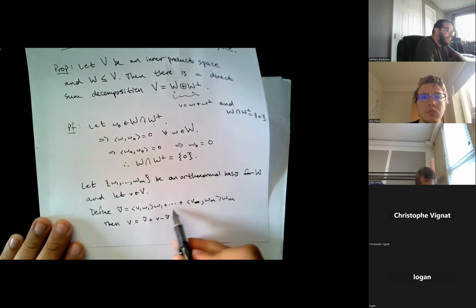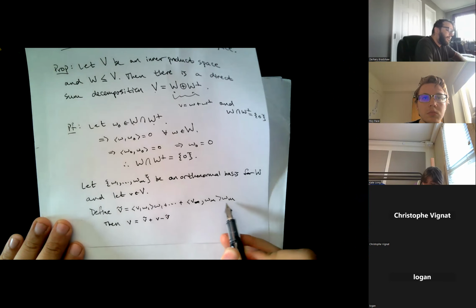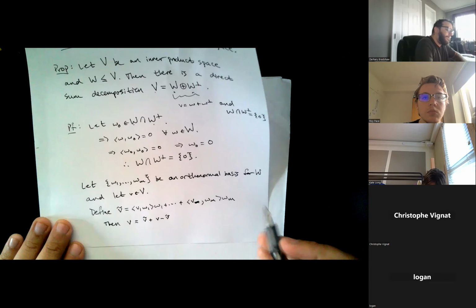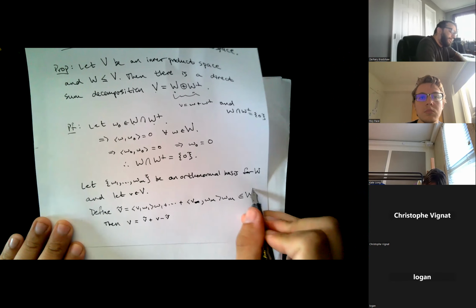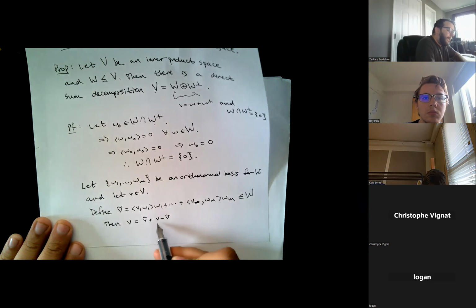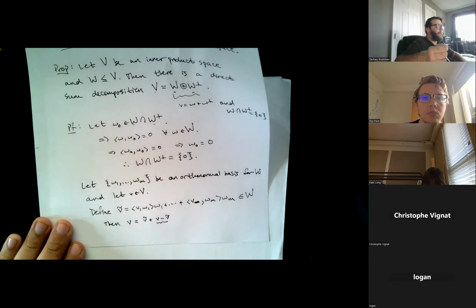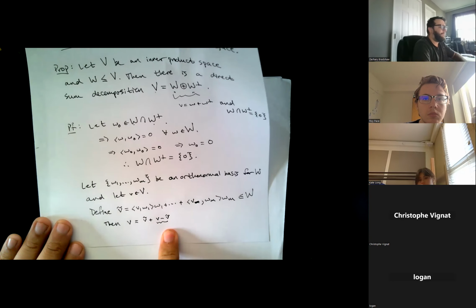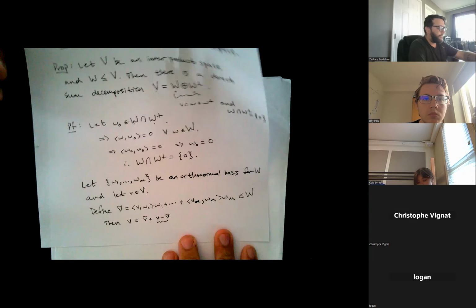We look at this and we say, okay, v tilde is a linear combination of the basis vectors of W, and so this thing must be in W. So I've got the first part. All I have to do now is show that v minus v tilde is in fact in W perp. And then what I have is something in W plus something in W perp. So let's do that.